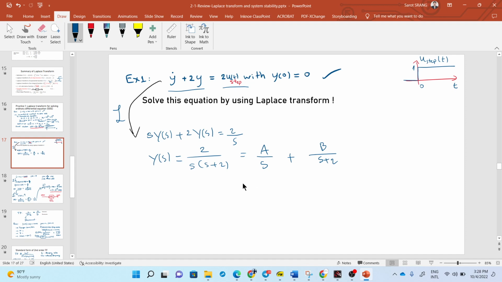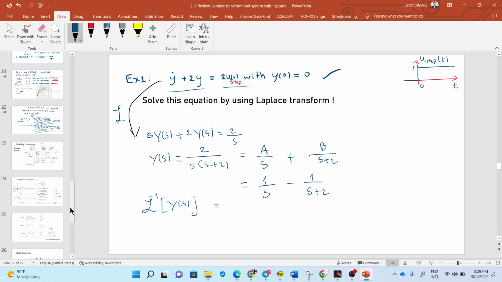I'm not going to explain here because in control theory 1 I already explained in detail. So you're going to find A equal to 1 and then you're going to find B equal to minus 1, right? Then the Laplace inverse of y of s would be 1 over s. Just go and check the table.